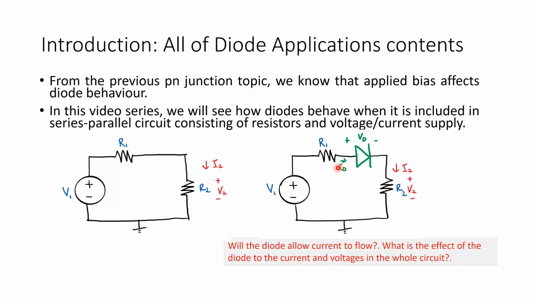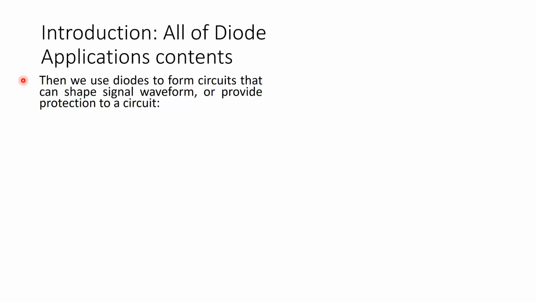Previously it was just passive elements, and maybe capacitors and inductors as well. But now we're going to introduce a non-linear circuit element, which is the diode. Once we know how to analyze the circuits, in our next videos we will use diodes to form circuits that can shape signal waveforms or provide protection to a circuit. So let's have a look at a few.